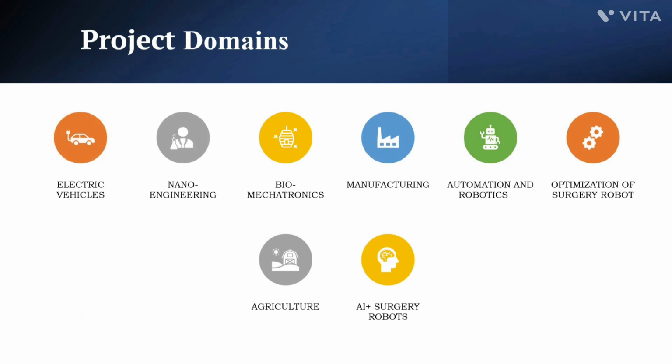And then for automobile and mechanical allied courses, that is mechanical engineering, automobile, robotics and automation, mechatronics: for these branches, again electrical vehicles, then nano engineering, biomechatronics, manufacturing, automation and robotics, AI-enabled surgery robots, and the agriculture field. Mechanical engineering plays a major role in agriculture. Nowadays everything is automated. Optimization of surgical robots and optimizations.